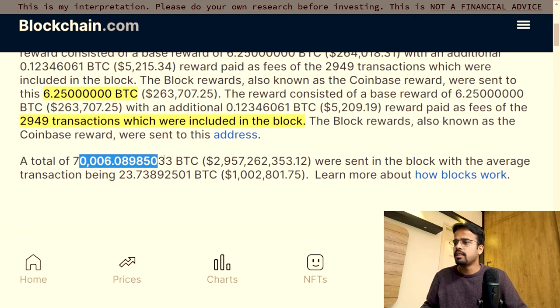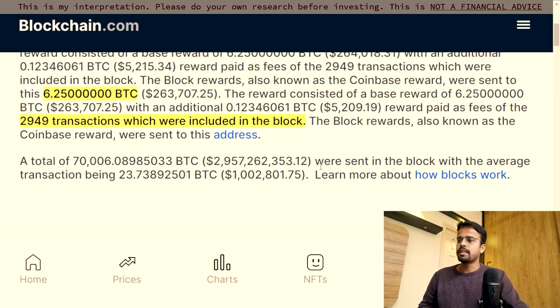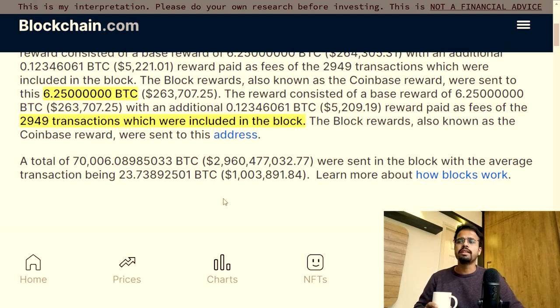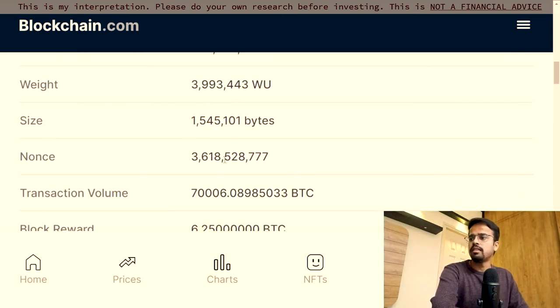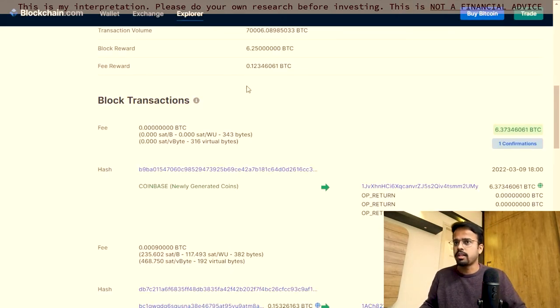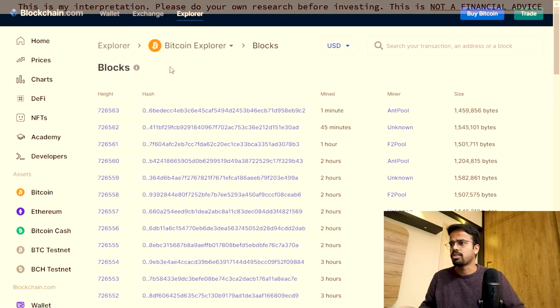In this transaction, these many bitcoins were sent, which amounts to $2.9 billion. So one particular block had various transactions happening inside it. The sum of all the transactions amounted to 70,006 Bitcoins, which is currently around $3 billion. On average, each transaction was around 23 Bitcoin, or close to $1 million. Cool. So I will add the link of this website in the description. This is Blockchain Explorer. You can check out these blocks, and all the other blocks which have been mined in Bitcoin or Ethereum or anything else.